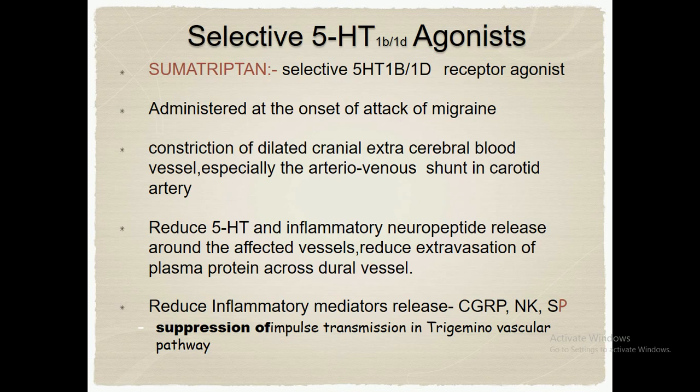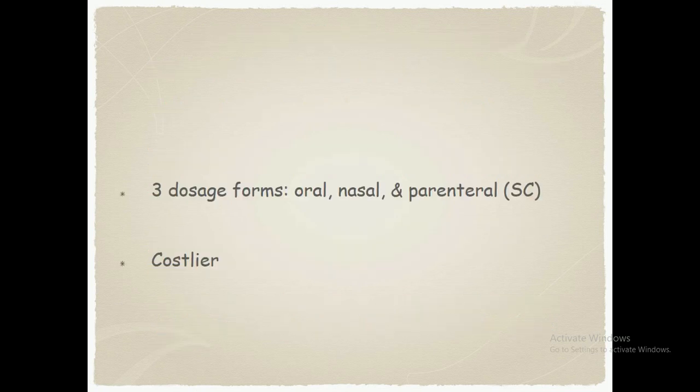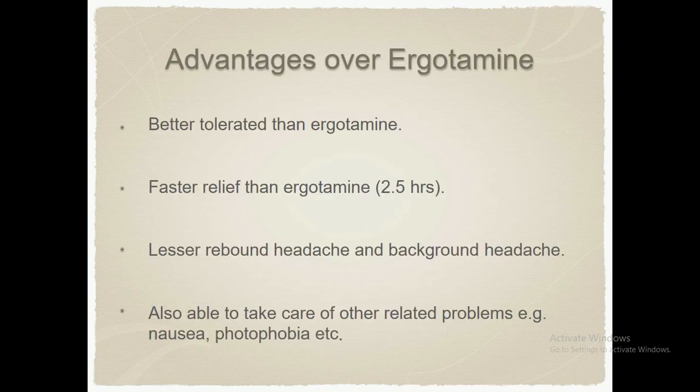As we know, there are 3 meningeal layers: pia mater, dura mater, and arachnoid mater. So in migraine, these different areas of the brain are affected. In order to reduce the inflammatory mediator release, CGRP, NKA, and substance P, there is suppression of impulse transmission in the trigeminovascular pathway. There are 3 dosage forms: oral, nasal, and parenteral.